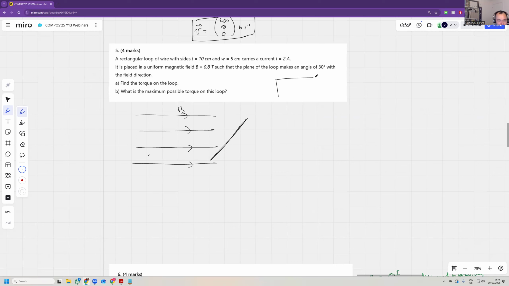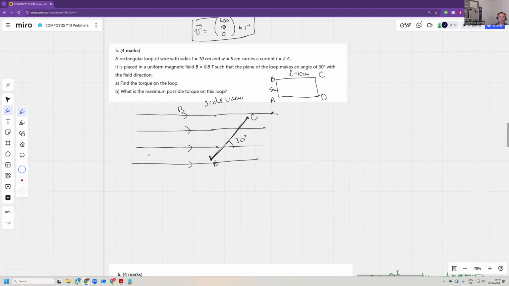So we have a rectangular loop A, B, C, D, and L is 10 centimeters, and this is 5 centimeters. So let's say that this is the longest side. So this is BC, and A is behind B, and D is behind C. So we're looking at the side view. And we know that the angle between the field and the loop is 30 degrees.